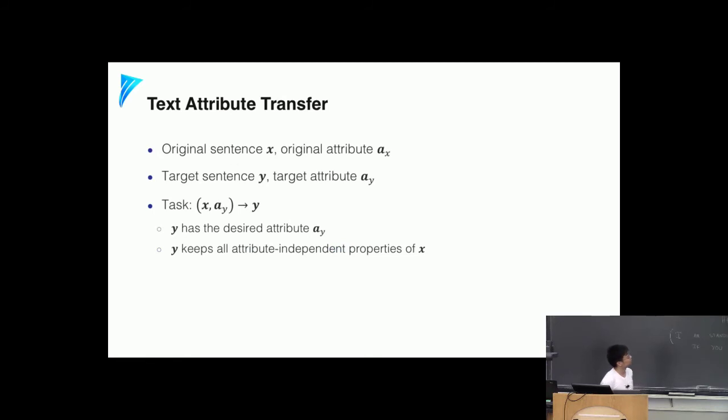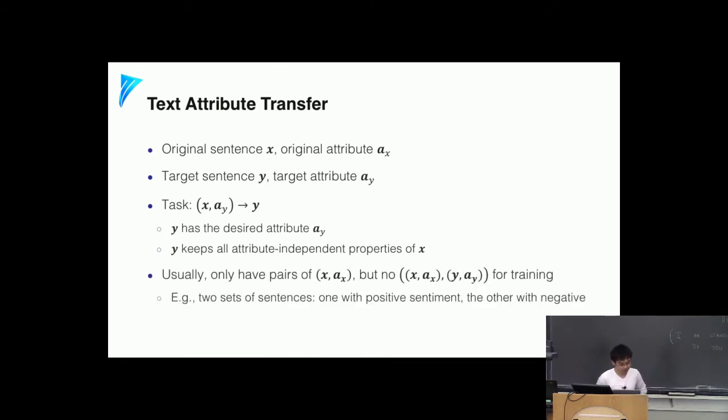Let's introduce some notations. We have an original sentence x and its attribute ax, and we want to generate a sentence y with target attribute ay. So the task is that given x and ay, we want to generate a y so that y has the desired attribute ay, and keeps all attribute-independent properties of x. Usually we only have data consisting of x and ax, but we don't have these sentence pairs, right? As I said.